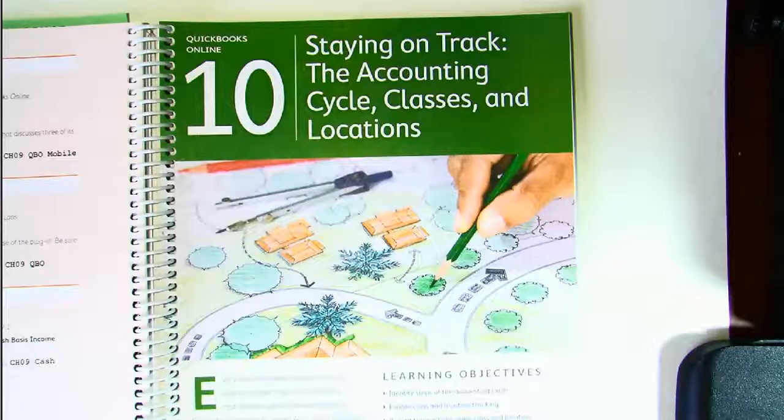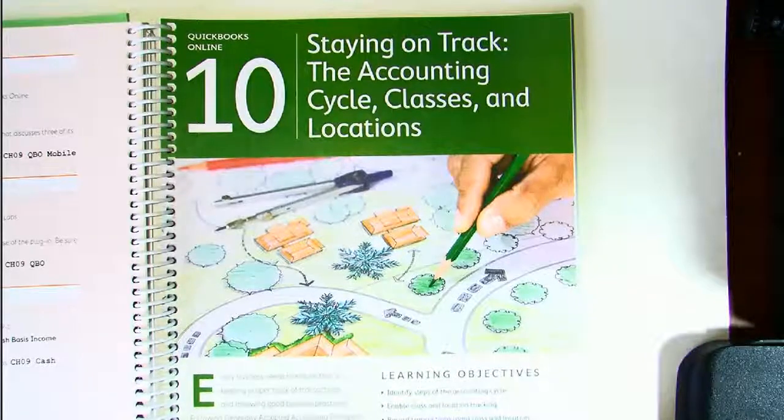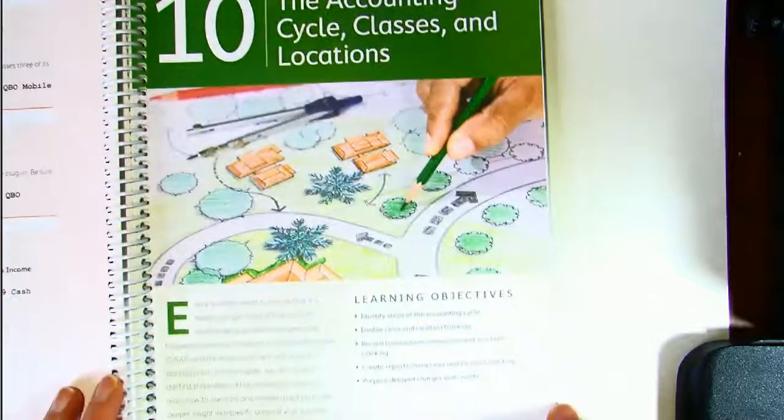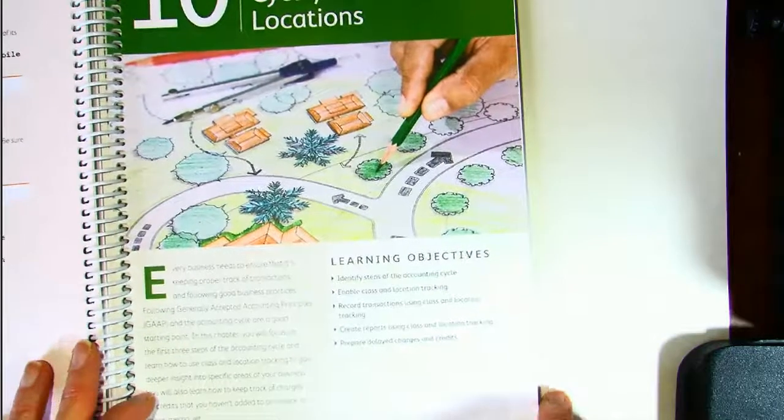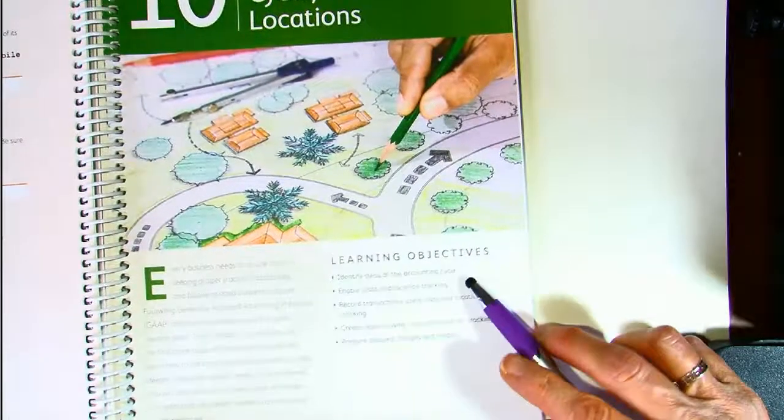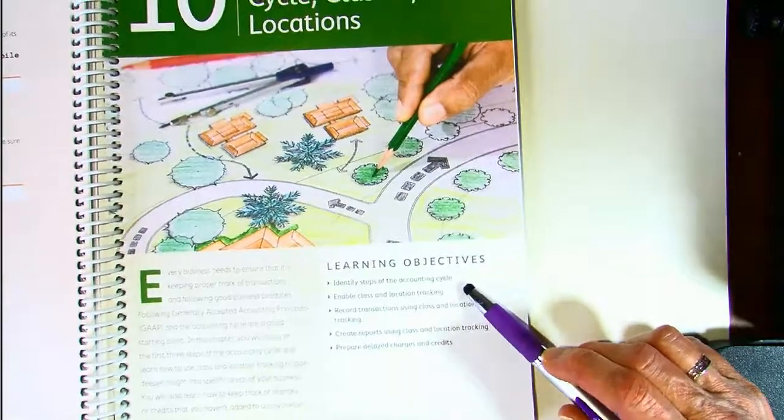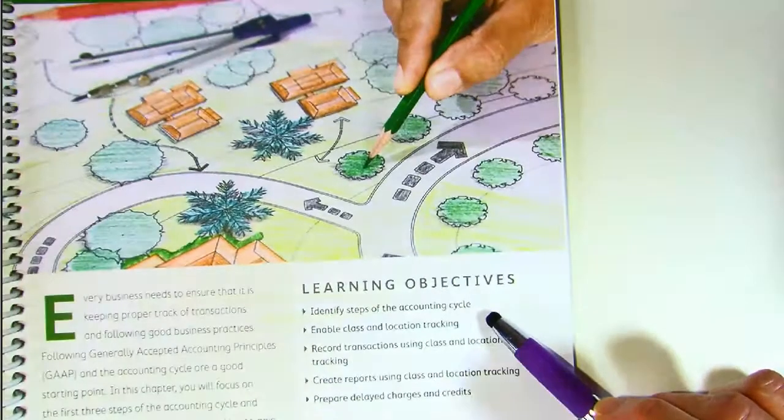Hi, we are now on Chapter 10 and we're going to take a look at the Develop Your Skills section today. Chapter 10 is about the accounting cycle, classes, and locations. And in this chapter you're going to be, first of all, reviewing the steps of the accounting cycle because you already know those. You learned those in Accounting 116.